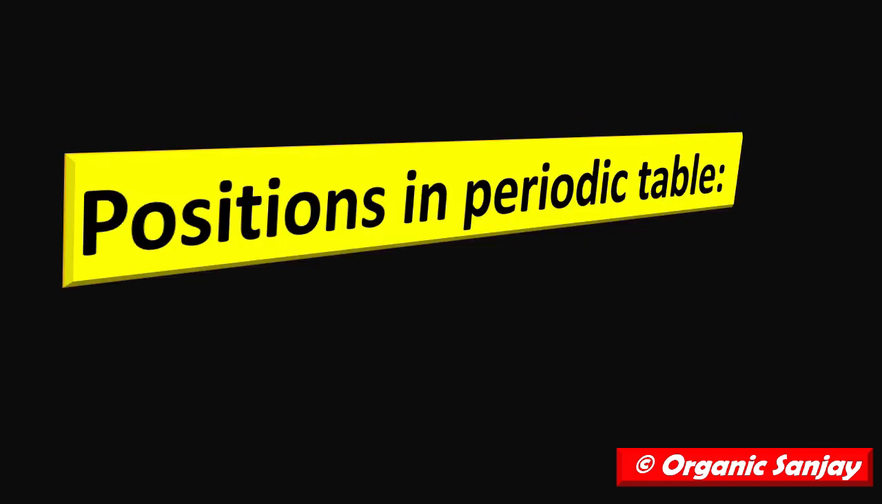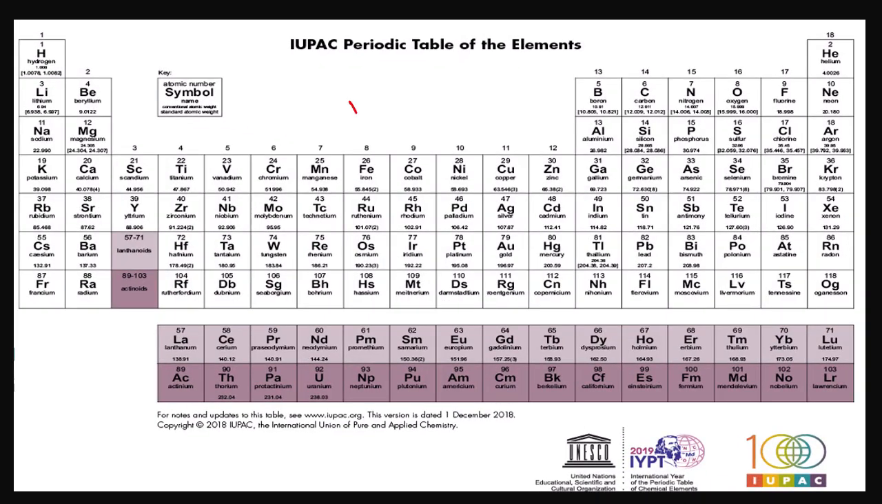Positions of halogen in periodic table. In the periodic table, halogens are present in group 17. As you can see here, fluorine, chlorine, bromine, iodine, astatine, and tennessine are present in group 17 of the modern periodic table.